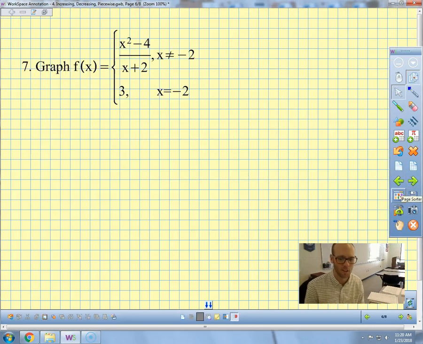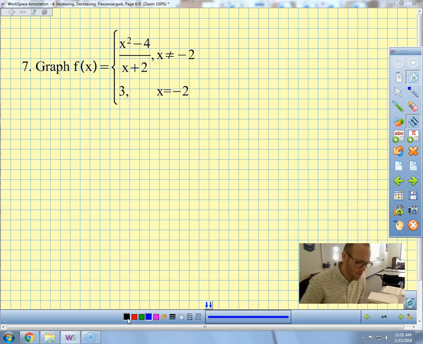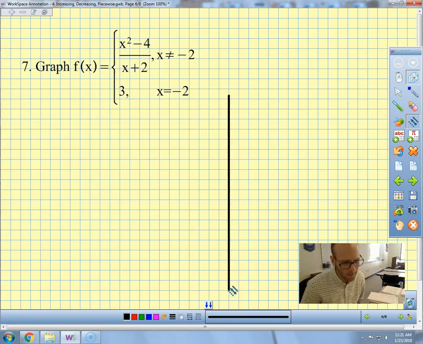All right, let's look at one more together. Okay. Stepping it up a bit here. f of x is x squared minus 4 over x plus 2 for x's that are not equal to negative 2. And then for x equal to negative 2, it equals 3. Okay, so this is interesting. Everywhere except for x equals negative 2, it's this graph. Now, why might that be?